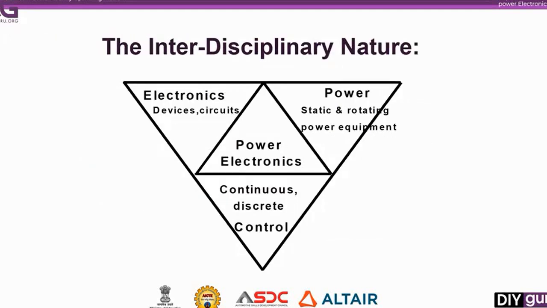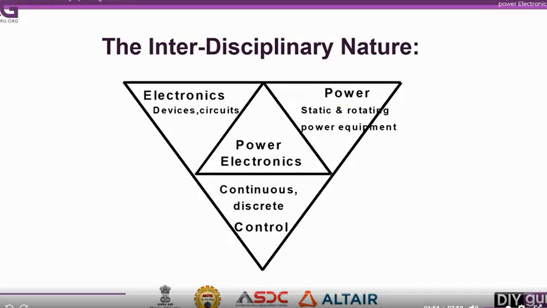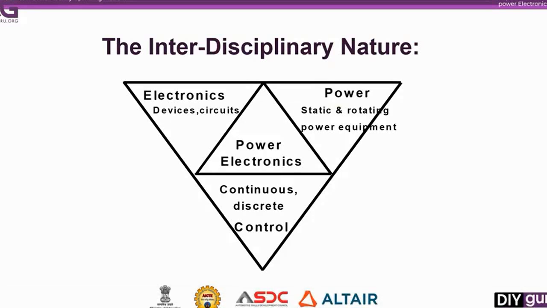Since power electronics is an interdisciplinary area, one needs to have knowledge in the following areas to understand power electronics completely. So the very first one is electronics. In electronics, we are looking at semiconductor devices, their protection, gate drive circuits, power supply designs, circuitry, etc. Then in the control part, we are looking at closed loop control systems, continuous or discrete systems available. And then the third one is power systems. Here we are looking at static and rotating power equipment, motor drives, traction controls, etc.